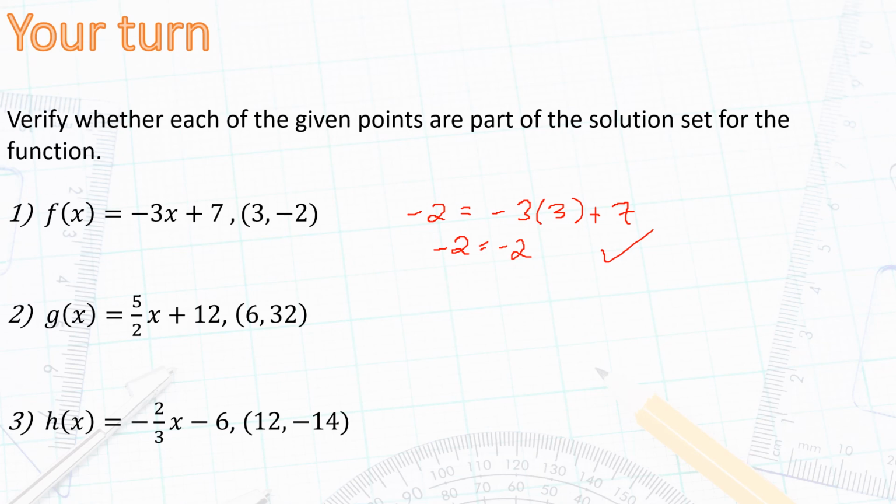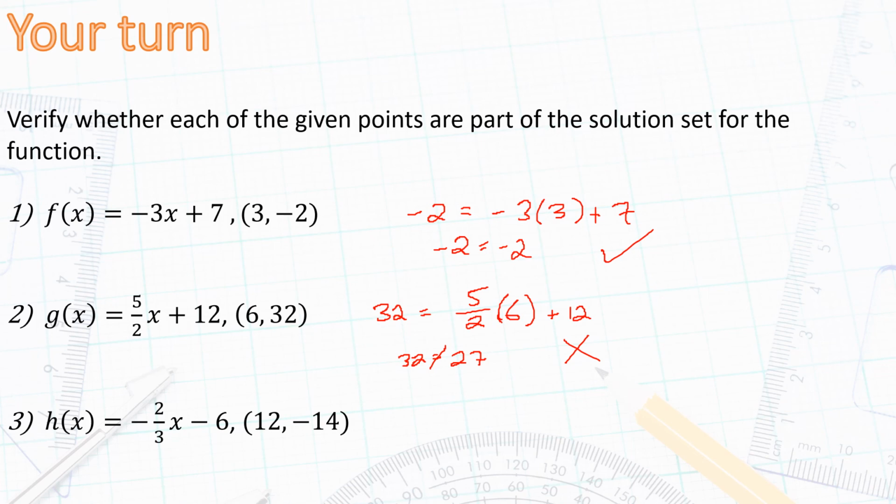Second one, 6, 32. Is that a part of g of x equals 5 over 2 x plus 12? Let's sub it in. So we got 32 equals 5 over 2 times 6 plus 12. So 5 over 2 times 6, 6 times 5 is 30, divided by 2 is 15, and 15 plus 12 is 27. So 27, not part of the solution. So not equal, so this is not on the solution set.